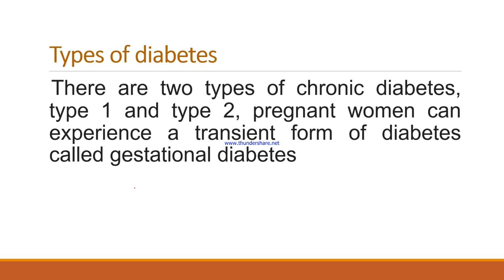The types of diabetes. There are two types of chronic diabetes, type 1 and type 2. A pregnant woman can experience an acute form of diabetes called gestational diabetes, and normally it gets cured after childbirth.